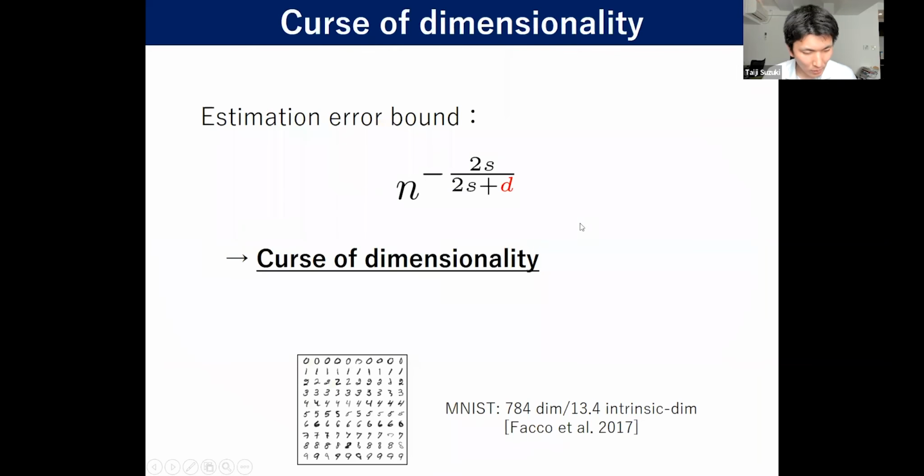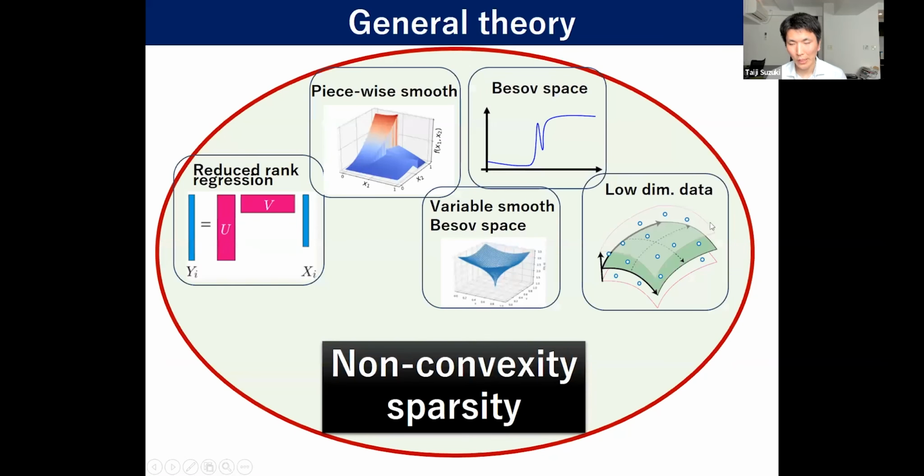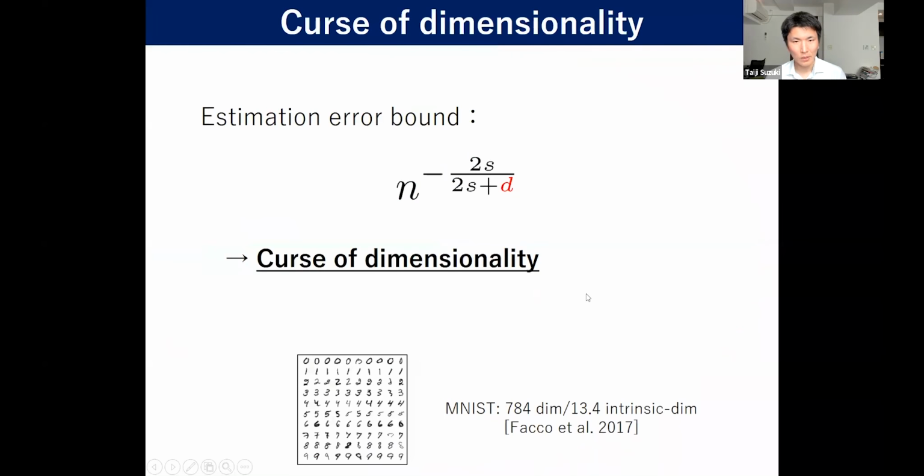Okay, so next, I want to go through one example that can be explained by this framework. That is about the dimensionality. As I said, the rate of convergence in nonparametric regression is characterized by the smoothness and the dimensionality. So next, we consider the dimensionality. I will quickly go through this section. A similar thing also happens here.